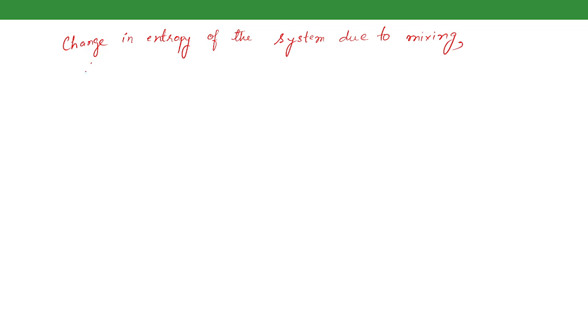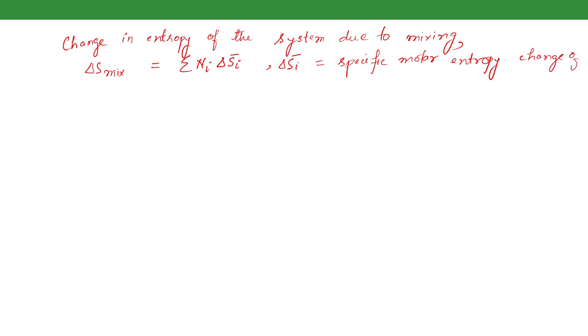Let us call it delta S of the mixture. That is equal to the sum of the product of the number of moles of each component and the change in the specific molar entropy of the individual component, that is delta Si bar, where delta Si bar is the specific molar entropy change of the individual component.